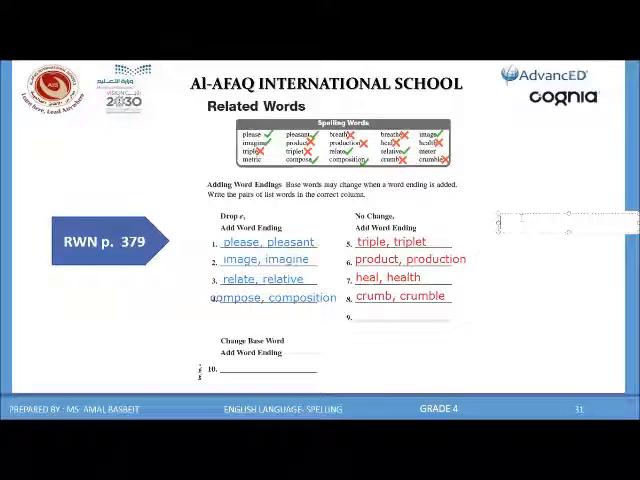Okay, let me make sure from the list. Health, we wrote health, we wrote crumble, we wrote product, we wrote triple, and yes, breathe. See, look, all these words have the same spelling as the base word, and we just add the ending. And then the last group changes the base word completely, as in the word metric and meter. Let me change the color to yellow. Okay, let me write this color.